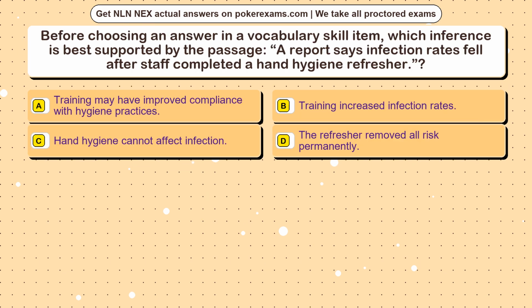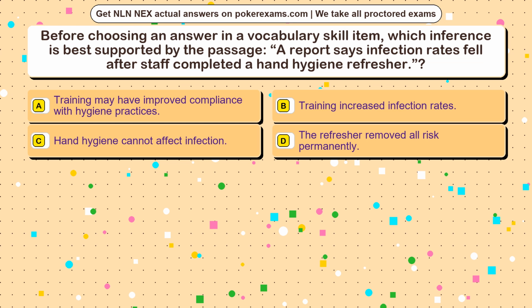Question 9. Before choosing an answer in a vocabulary skill item, which inference is best supported by the passage? A report says infection rates fell after staff completed a hand hygiene refresher. Option A. Training may have improved compliance with hygiene practices. Option B. Training increased infection rates. Option C. Hand hygiene cannot affect infection. Option D. The refresher removed all risk permanently.